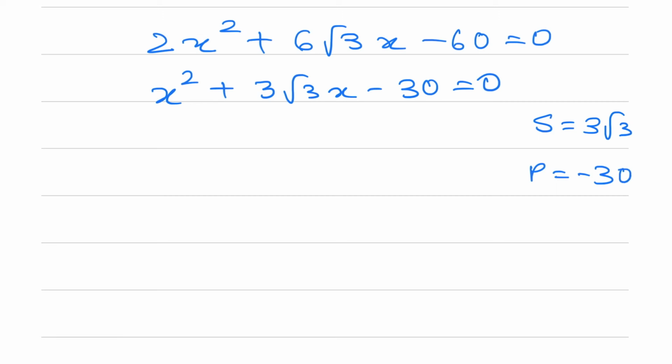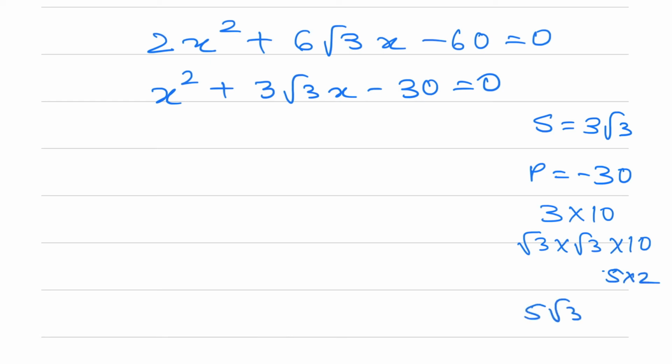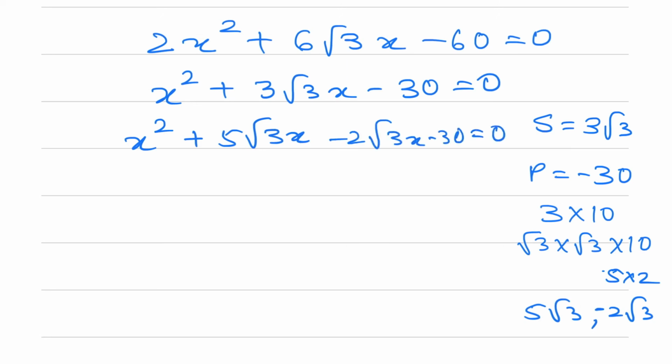So now I can say this is 3 into 10 and root 3 into root 3 into 10, so 5 and 2. So that's what we can write down, 5 root 3 and 2 root 3. So minus. So this would give me the sum as 3 root 3 and product as minus 30. Let's use this in splitting the middle term. So x square plus 5 root 3x minus 2 root 3x minus 30 is equal to 0.